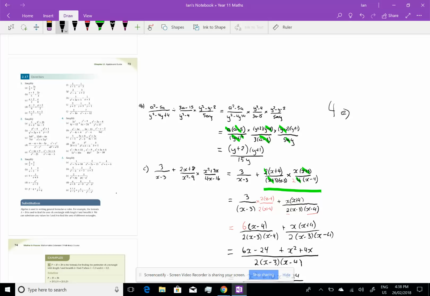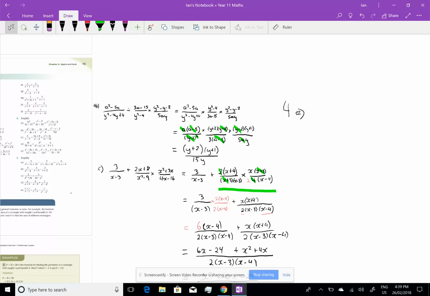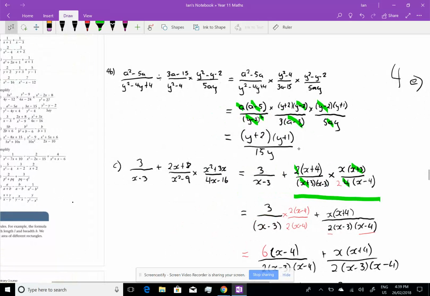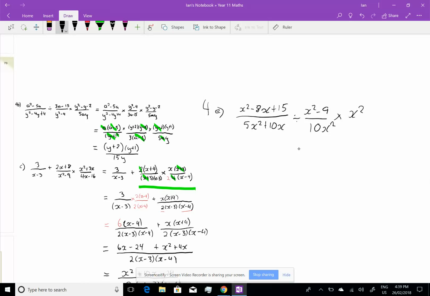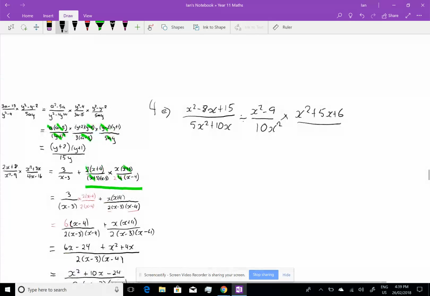So 4E. And what have I got? I've got x squared minus 8x plus 15 over 5x squared plus 10x, divided by x squared minus 9 on 10x squared, times x squared plus 5x plus 6 over 2x minus 10.